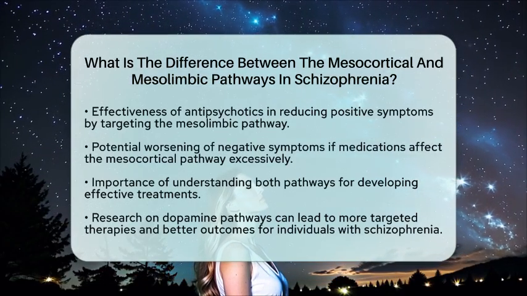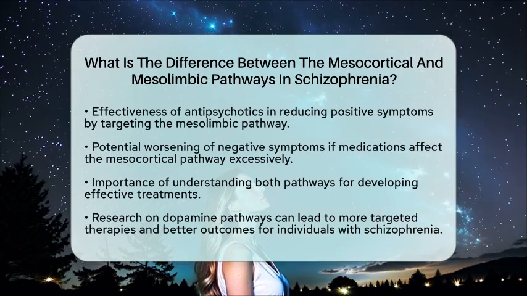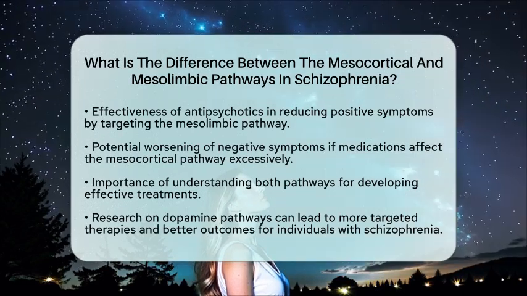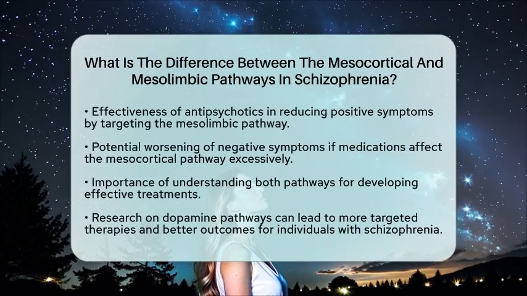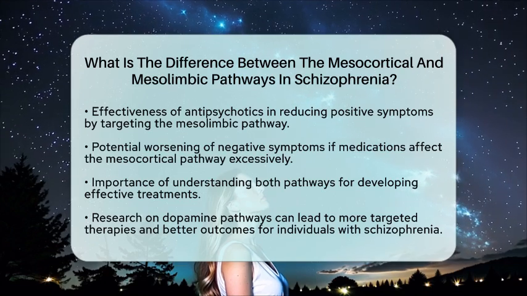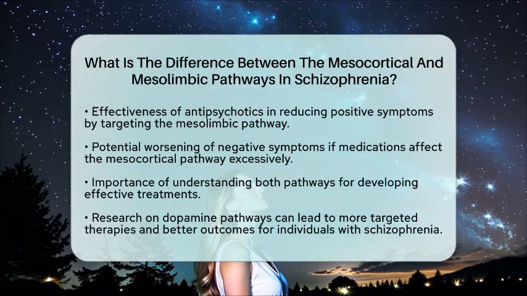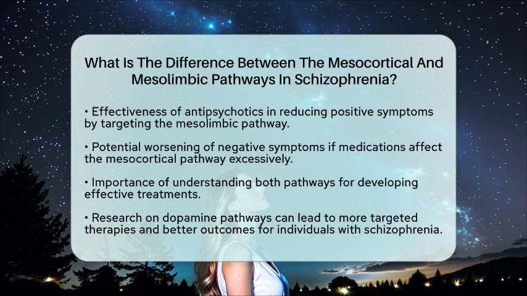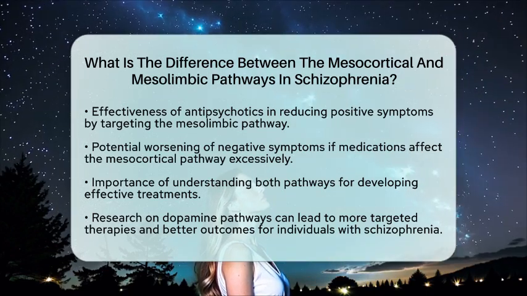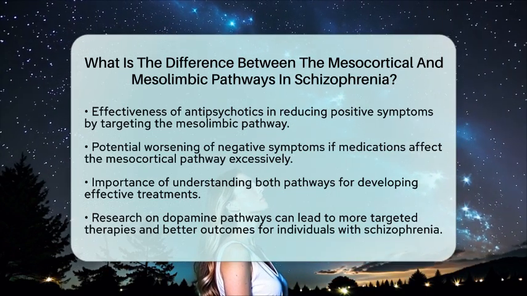Understanding these pathways is essential for developing effective treatments for schizophrenia. By focusing on dopamine activity in both pathways, researchers can create medications that better manage symptoms. For example, medications that specifically reduce dopamine in the mesolimbic pathway while sparing the mesocortical pathway can help minimize side effects while addressing positive symptoms.